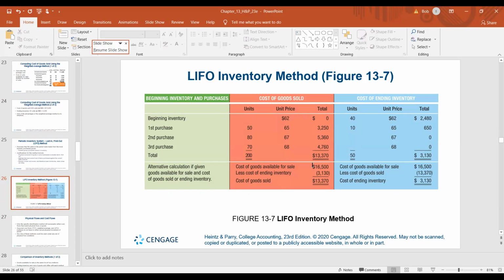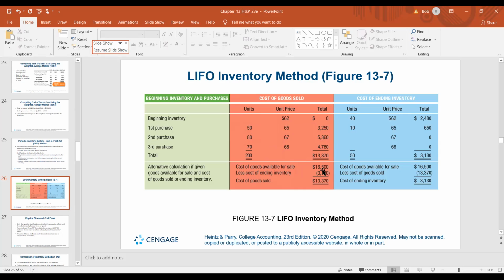LIFO. Okay. Under LIFO, which ones did we sell first? We sold 70 from here, plus 80 is 150, plus 50 out of the first purchase of 60. 70 times 68, 80 times 67, 50 times 65. There is your cost of goods sold.